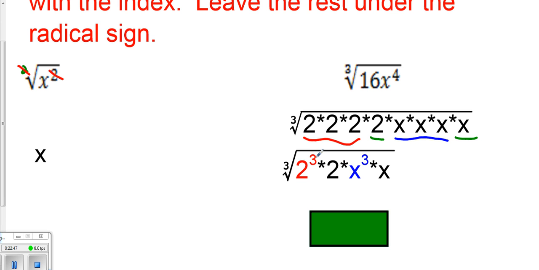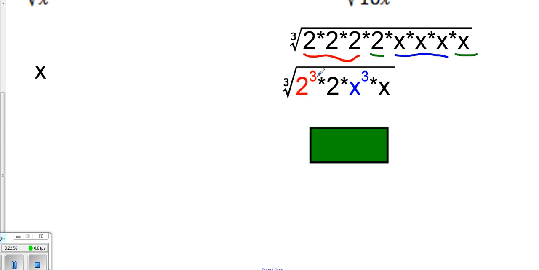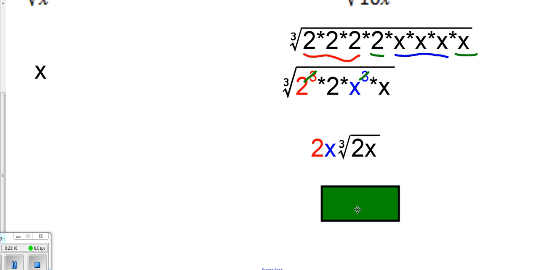So 2 to the 3rd times another 2, x to the 3rd times another x, and we have that index here of 3. Well, now everywhere that we have a power of 3 cancels out and those come outside. So we'd have 2 and x on the outside of our radical. So 2x times the cubic root of, and then just whatever's left over, 2 times x, or 2x. So this would be how to simplify our radicals.